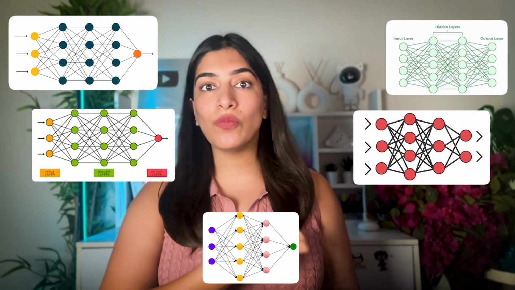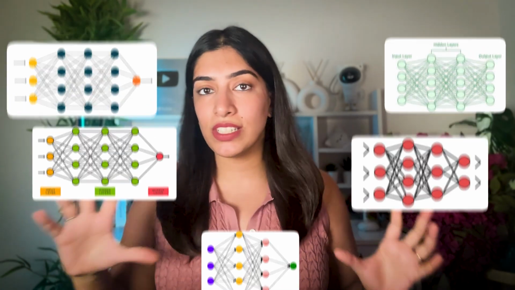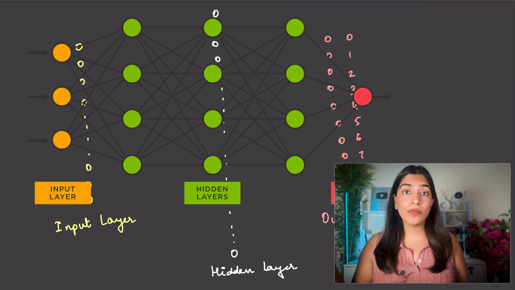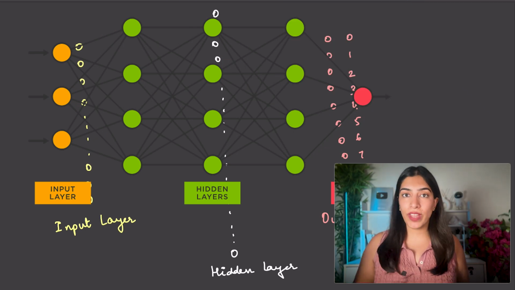The point is that you must have seen these diagrams. These are the most common neural network diagrams that you must have seen. We are going to create a very, very simple version of this. The neural network model that we are going to be creating is very simple.